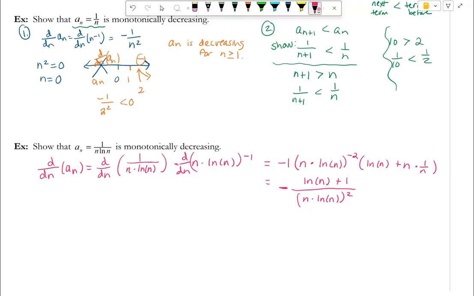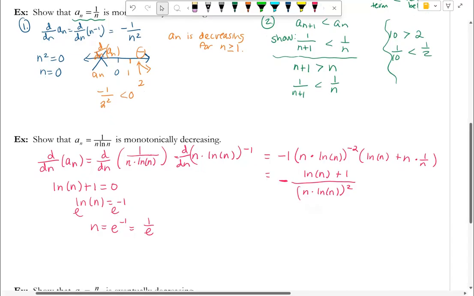So again, just like before, I want to look for anywhere I would have critical values. If I'm looking for where my derivative is 0, I would look for where the natural log of n plus 1 is equal to 0. And that's going to happen anywhere the natural log of n is equal to -1. And I know to solve this equation, I need to exponentiate both sides with a base of e. So I get that n equals 1 over e. So that's going to be one of my critical values.